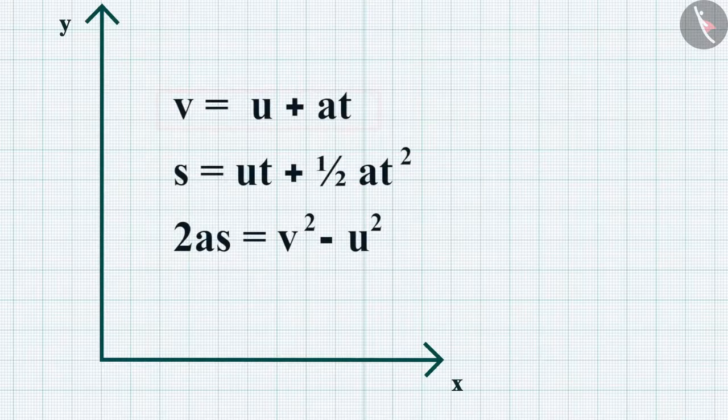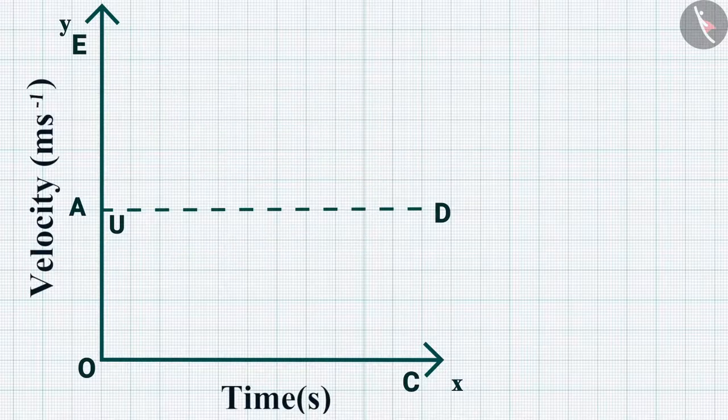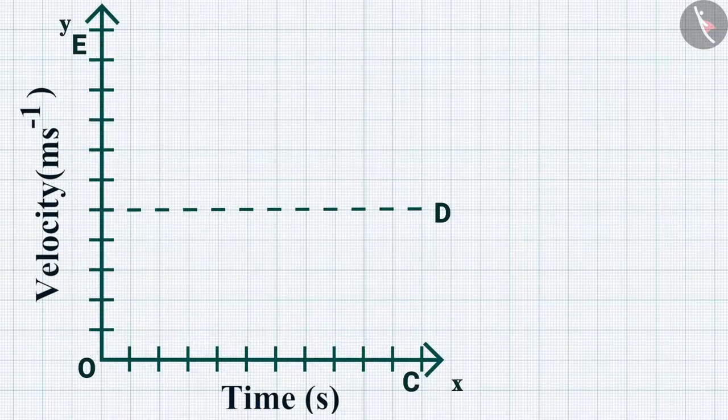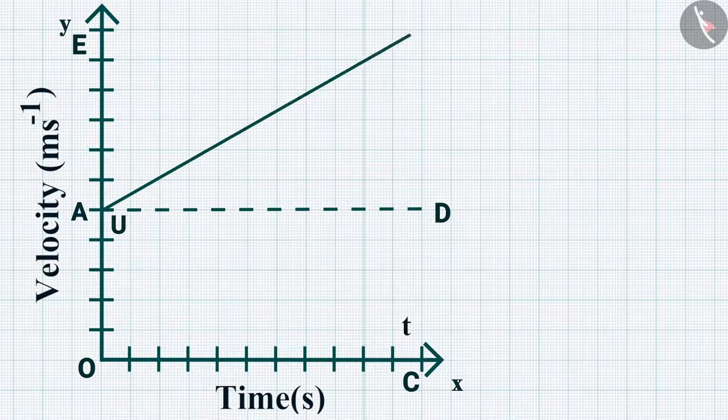Let us start with the first equation. Equation for velocity-time relation. Consider this velocity-time graph, where time is taken along x-axis and velocity is taken along y-axis. According to this graph, the object starts at point A with an initial velocity of u and moves with a uniform acceleration. And the final velocity is v, marked at point B in time t.